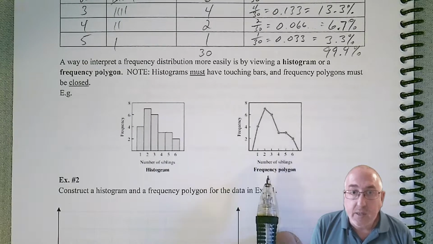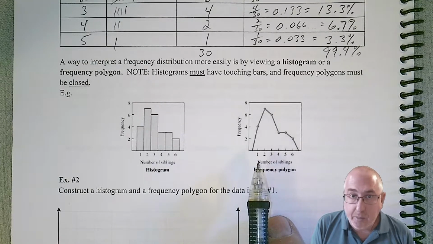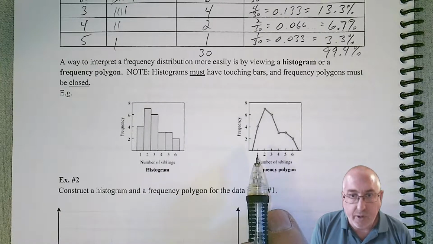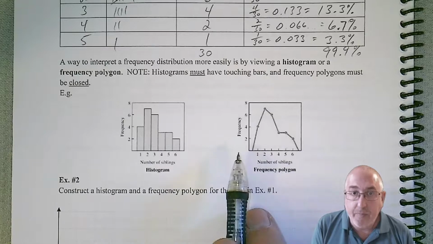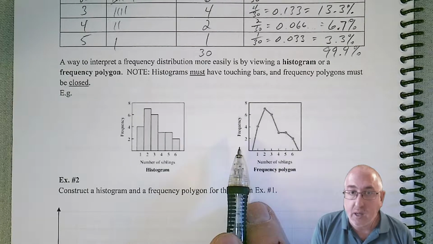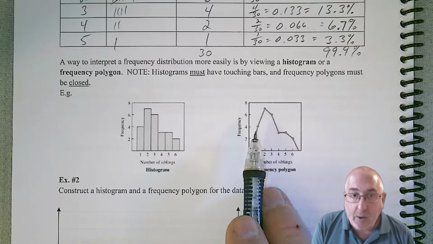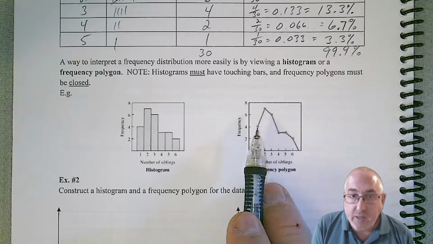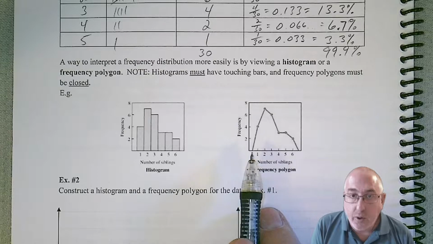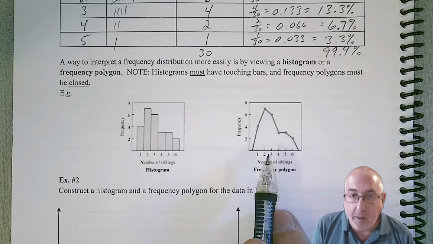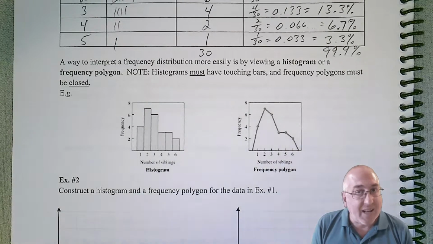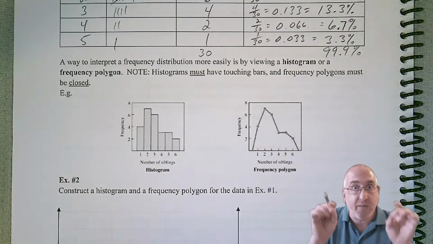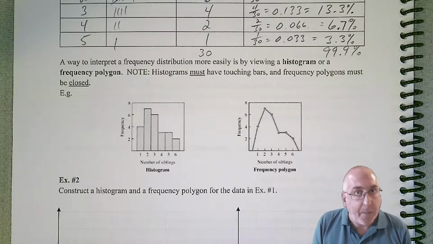Frequency polygons, you can see, are kind of similar, but they're more like a line graph. Again, you have the individual data values across the bottom, and then you have the frequencies along the side. And you can see how it gets closed by connecting that first data value down to the axis across the bottom, that horizontal axis. Same idea on the other end. So it's got to be closed, otherwise it's just a floating line and it's not a polygon.